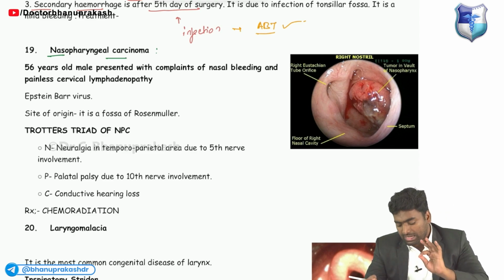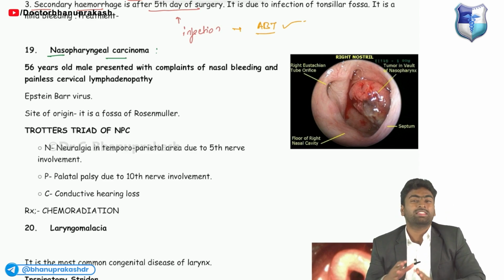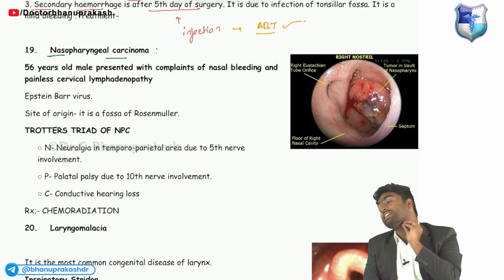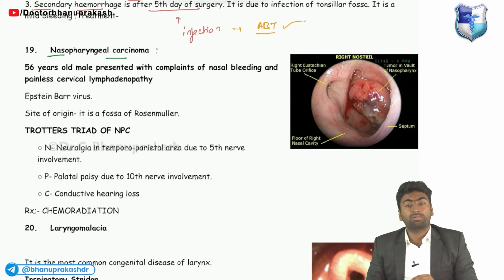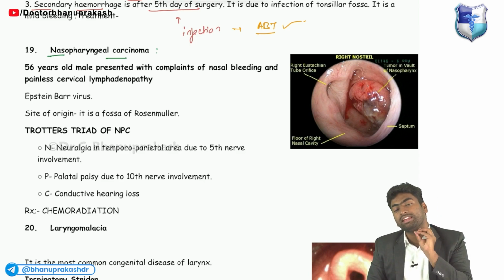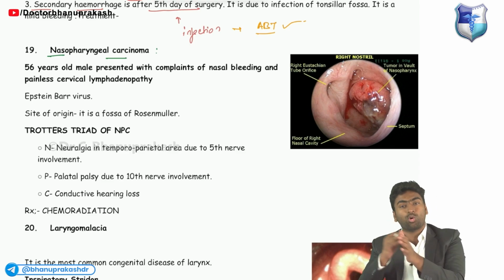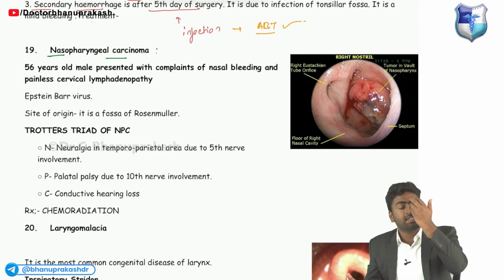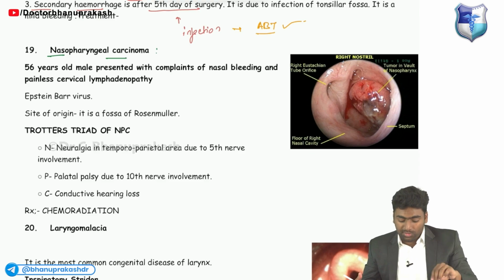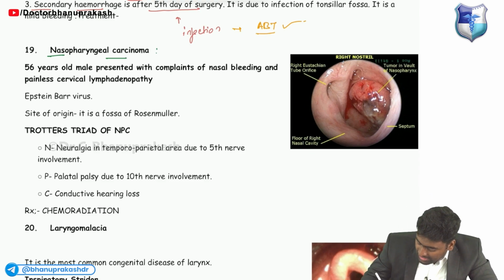And the next one is nasopharyngeal carcinoma. If you hear about nasopharyngeal carcinoma, what is the most common sign the patient will present with? It will be cervical lymphadenopathy. There will be features of painless cervical lymphadenopathy in old age patients, along with nasal bleeding episodes. And we already studied that Epstein-Barr virus is in close relationship with nasopharyngeal carcinoma.